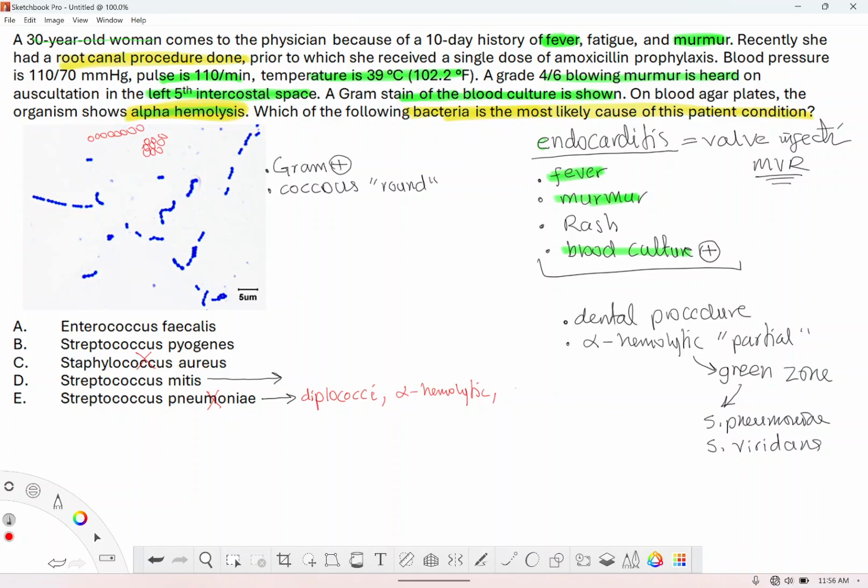In addition to that, I don't think the rest even matter. Novobiocin, and it's sensitive to salt, and it dissolves in salt and dissolves in bile, and those things. Streptococcus mitis is not Diplococcus; it's chain. It's many of them, so it's a chain of cocci, chain of round cells or cocci. In this case, that's what we see. So I'm going to go with D.